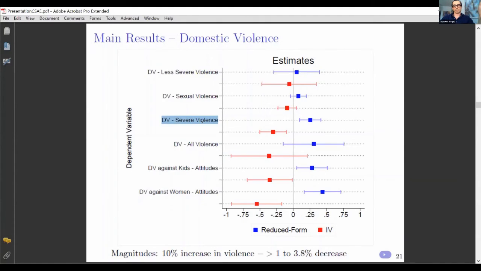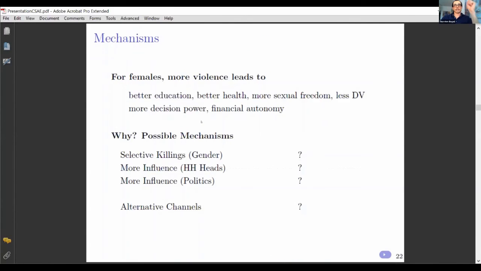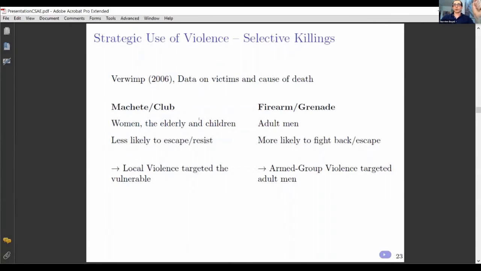Okay. So those would be the main results. Let's look at the mechanisms. And I argue in this part that these army militiamen targeted a specific subpopulation. Okay? And so how do I get to that?